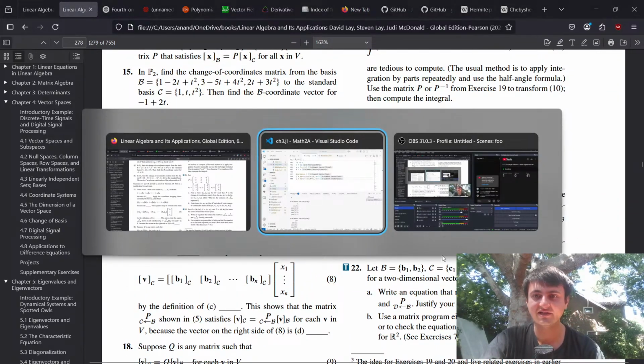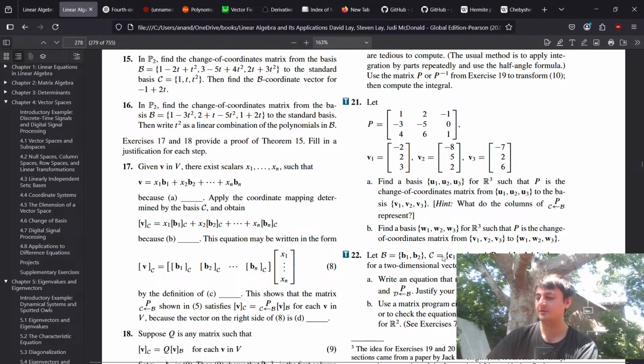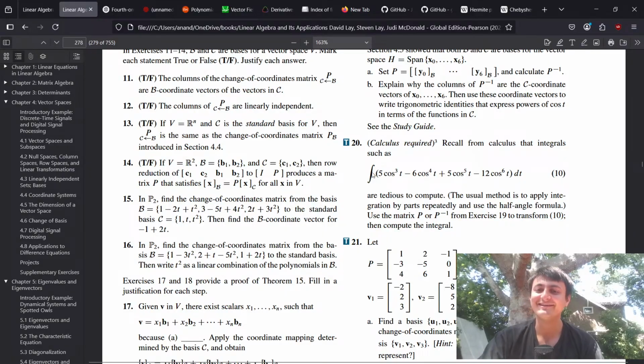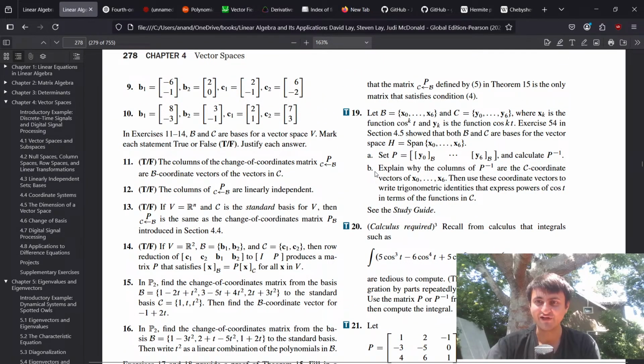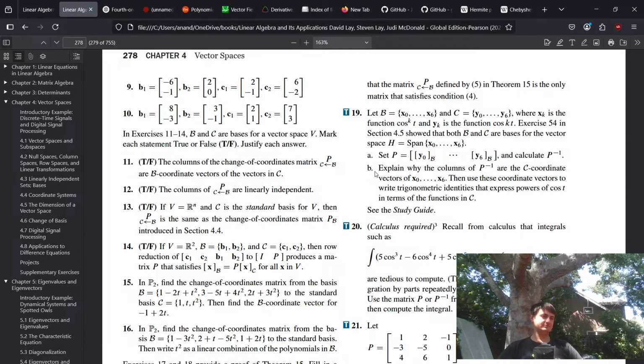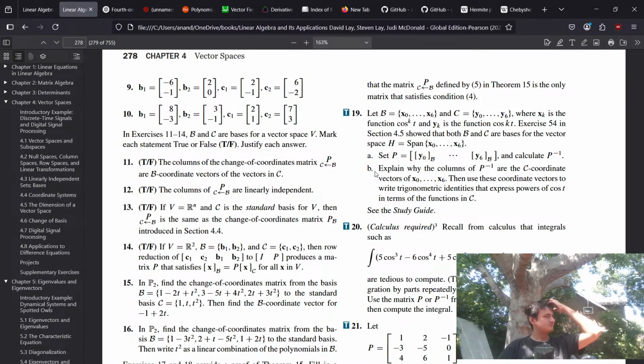21 I really want to get right because I had such a big problem with it when I was doing the homework. Could you imagine pulling this trick out on a test? Your teacher's being mean and gives you a crazy integral that you would have to do with a bunch of integration by parts, and you just pull out this change of basis. That is really weird.